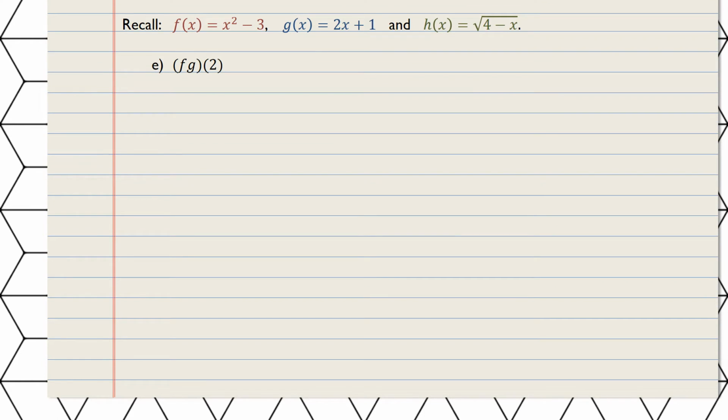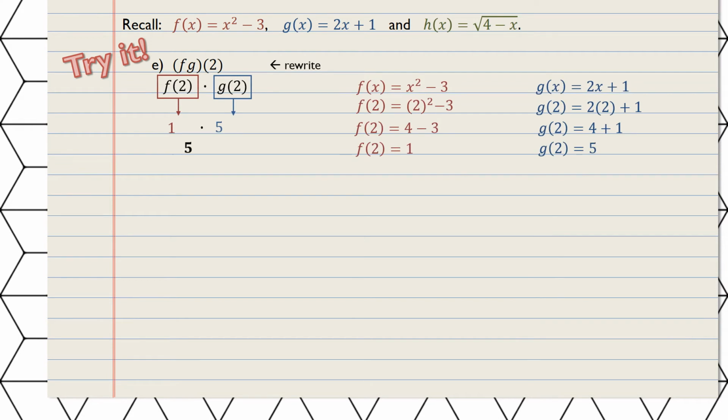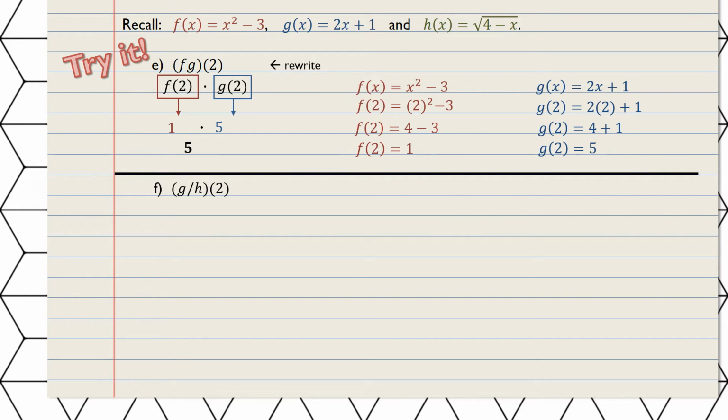Example E, f times g of the value 2. This is your try it problem. Let's see how you did. Hopefully you found the result to equal 5. For f, we are being asked to have g divided by h of the value 2. And our first thing is we need to rewrite this. This is the same thing as g of 2 divided by h of 2.